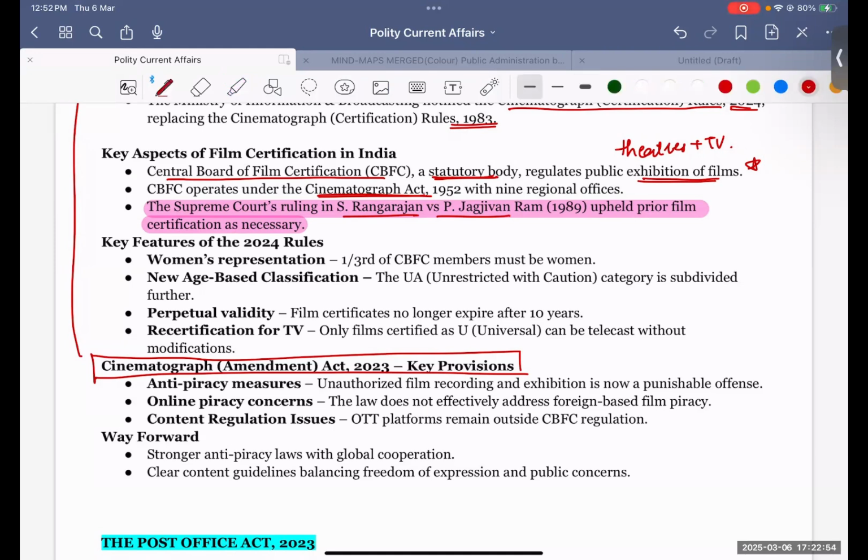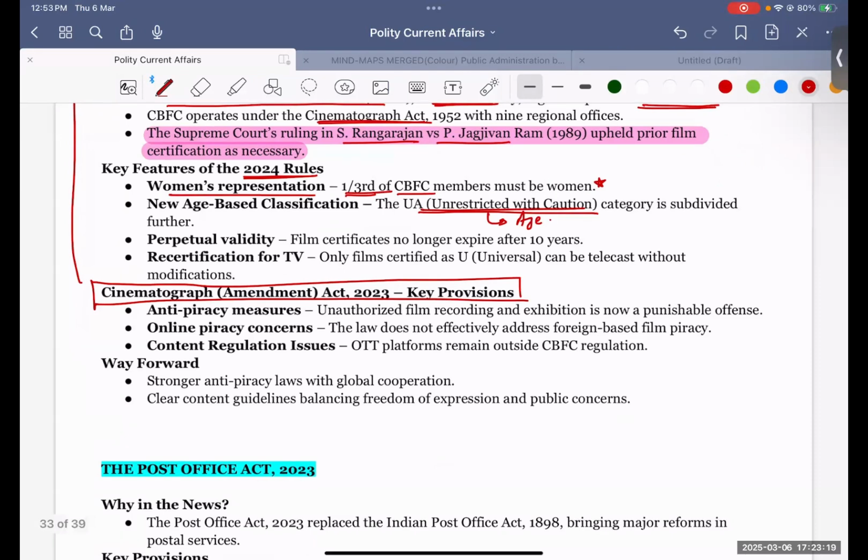So what are the key features of these 2024 rules? That there should be women's representation. 1/3 of the CBFC members must be women. And new age-based classification, the unrestricted with caution, the UA category should be subdivided further, with respect to age. Then we have perpetual validity. Film certificates no longer expire after 10 years.